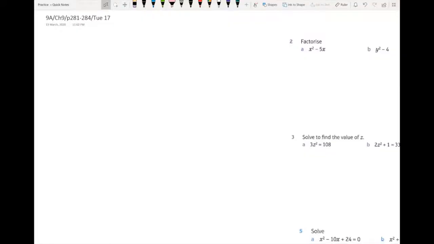Let us recall some of the identities that we're going to use. Why are we going to use identities? Because we need to factorize in order to solve a quadratic equation.